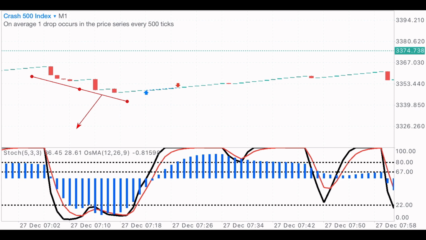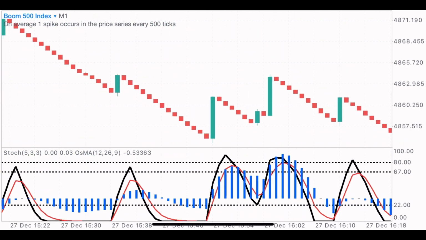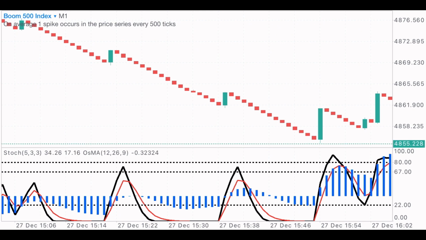So I'm going to show you how you can do that. I'm going to go over to the Boom 500 index right here. Boom 500 index is going to be from the upwards. Remember, we're taking a buy from downwards on Crash, so we're going to take a sell from the upwards on Boom, using the moving average of the oscillator.